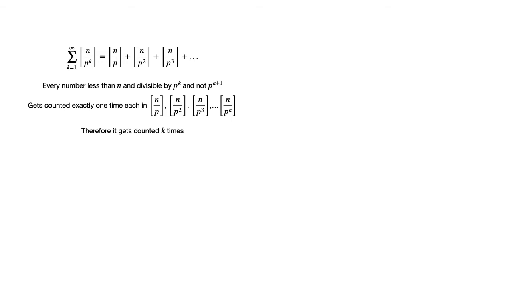Therefore it gets counted k times and the finite sum counts the greatest exponent of a prime that divides n factorial. Note that it is finite since there comes a time when p to the k is greater than n, and so the box value of n upon p to the k equals 0.